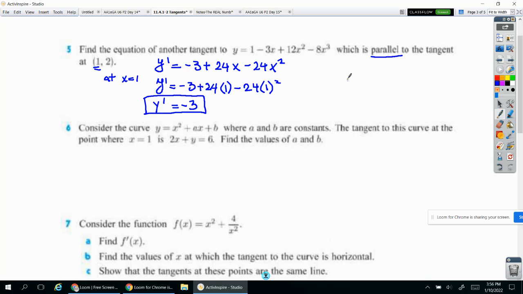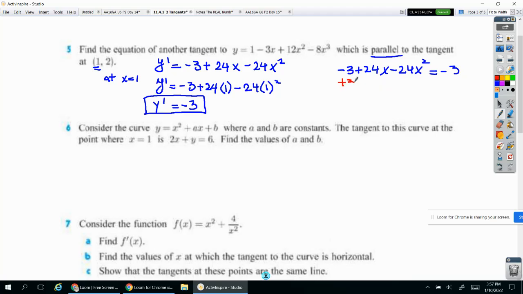So if I set this up, -3 plus 24x minus 24x squared equals -3. I need to really solve for x right now. I'm setting this derivative equal to -3 because the other line has the same slope, or the same gradient, but we don't know at what point, what is the contact point of that tangent parallel to the first tangent. So let's go ahead and solve this.